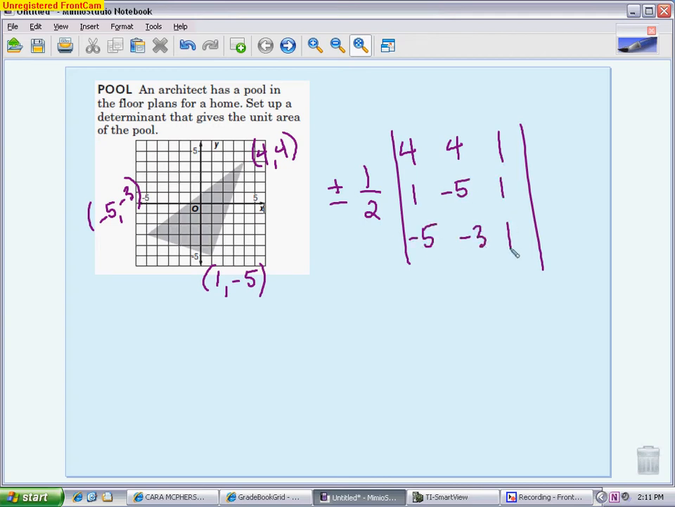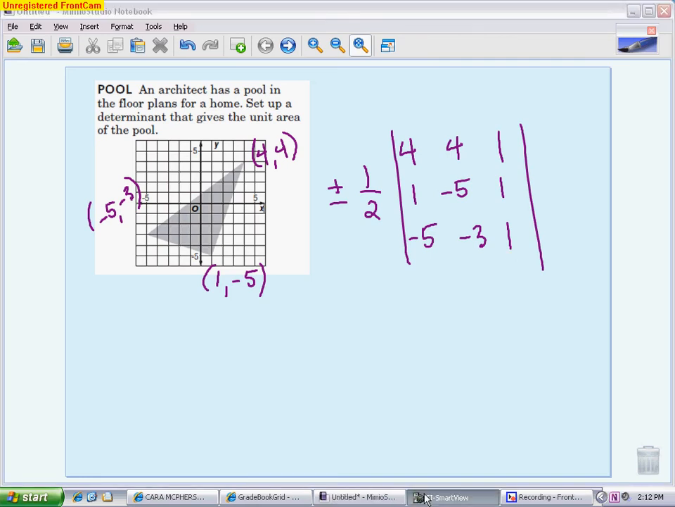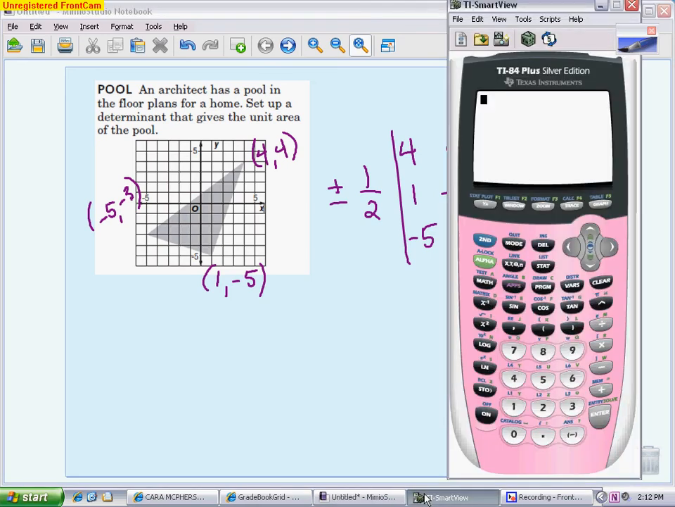It does not matter the order in which you input the vertices. The only change that could happen is some people might get an answer that's positive, some people might get an answer that's negative, but we know in the end all of our answers should be positive. So now you're going to go to your calculator and input this matrix. To review those steps, on your calculator, your matrix button, you have to hit second and the little x to the negative 1. We're going to edit our matrix.